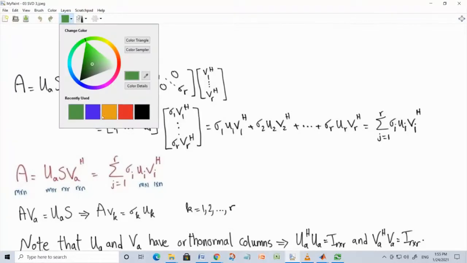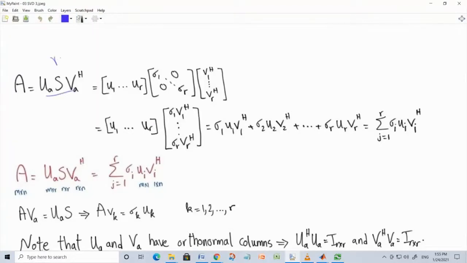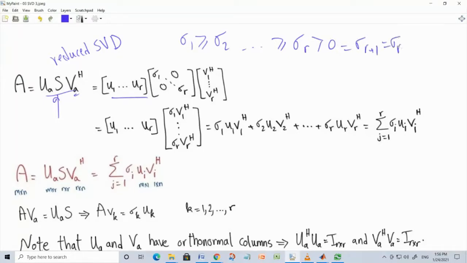Again, this is A, and this is the reduced SVD. Now, U_A will be r columns that are orthonormal, and V_A will be r columns that are also orthonormal. And here we have S, which is an invertible diagonal matrix, and those are the singular values. Remember that sigma 1 is greater than or equal to sigma 2, and so on down to sigma r, which is strictly positive, and then the remaining singular values of the matrix are equal to 0.